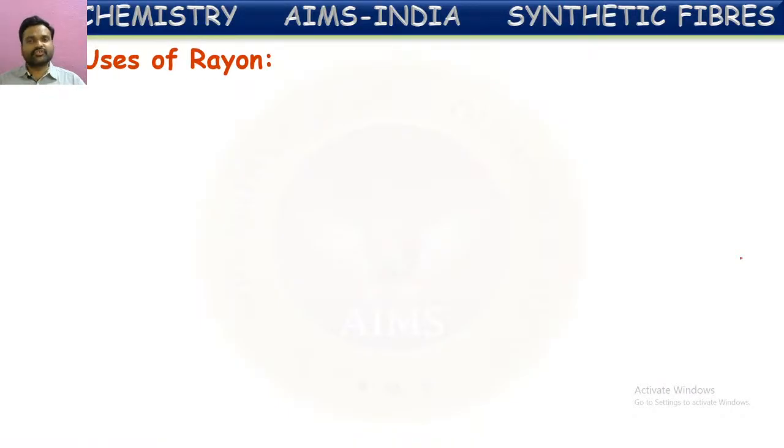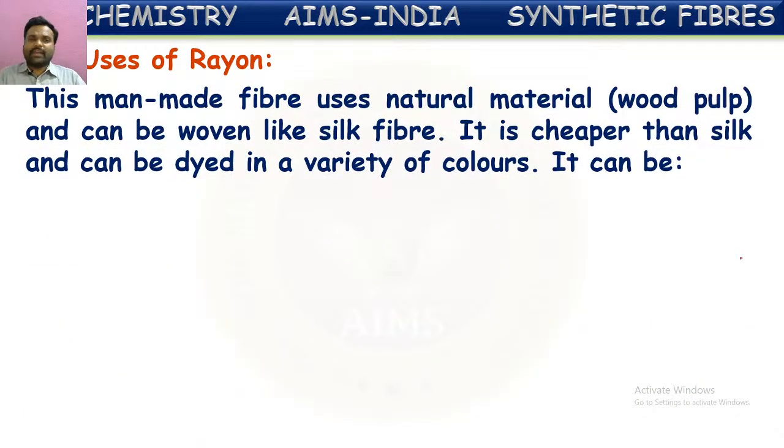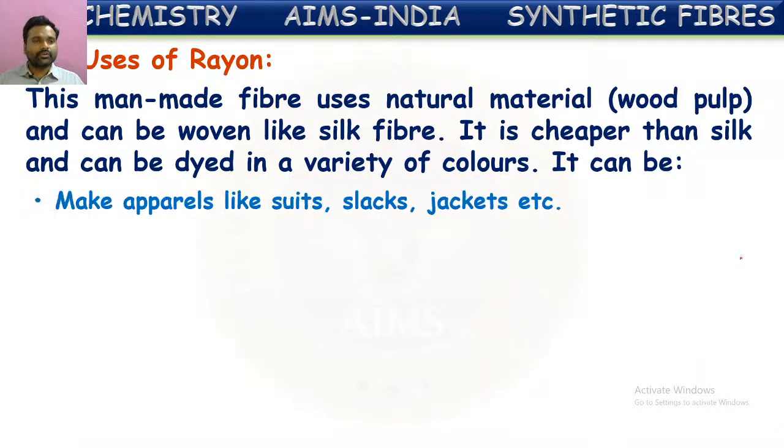So what are the uses of this rayon? It is a man-made fiber that uses natural material and can be woven like silk fiber. It is one of the man-made fibers, but it is made from natural material, wood pulp, and it seems like silk. So almost all fabrication can be done with this. It is cheaper than silk and can be dyed in a variety of colors. So it can be used to make apparel like suits, slacks and jackets, etc.